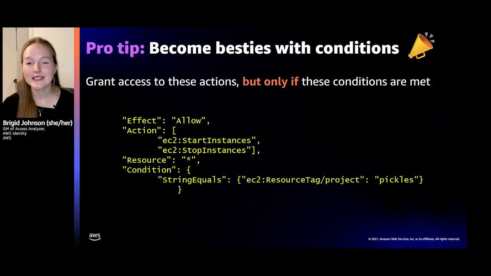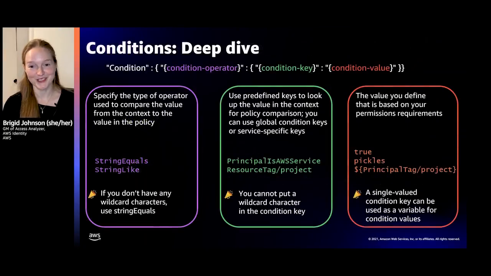And when I think about conditions, I really think about, okay, grant this access, but only if these conditions are met. And so in this policy, you want to say allow EC2 start and stop instances on any resource as long as that resource is tagged with Project Pickles. All right, but only if that resource is tagged with Project Pickles. All right, so here are the three parts of conditions.